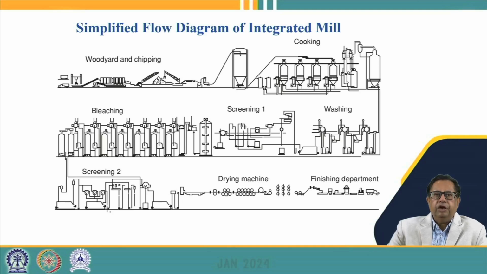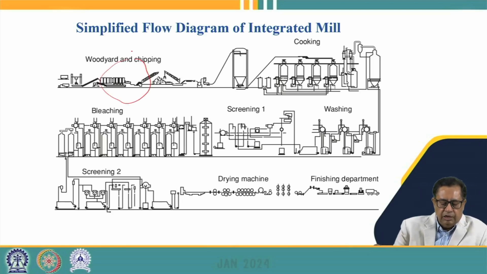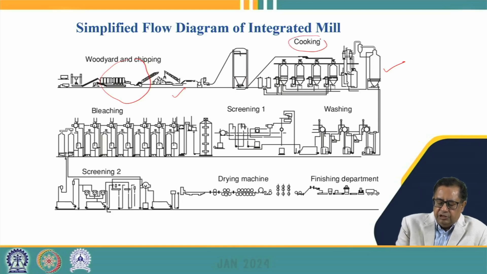So this is a simplified flow diagram of the integrated mill, where we can see that there is a wood yard and the chipping is taking place here. From the wood yard and the chipping, various logs of the wood, or we can say the chips that are formed from the wood, are taken to a cooking process. For example, here we are talking of the chemical pulping process. Here it is taken to the cooking digesters, where we add a number of chemicals which are required for the digestion of the wood.